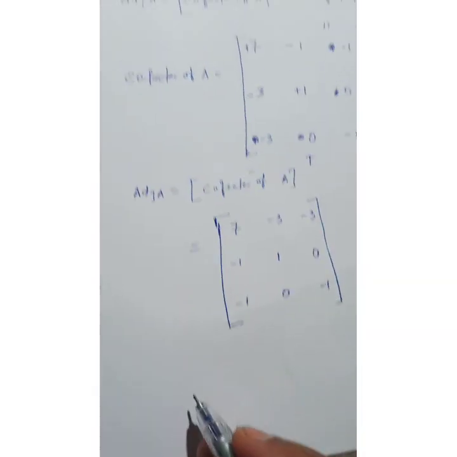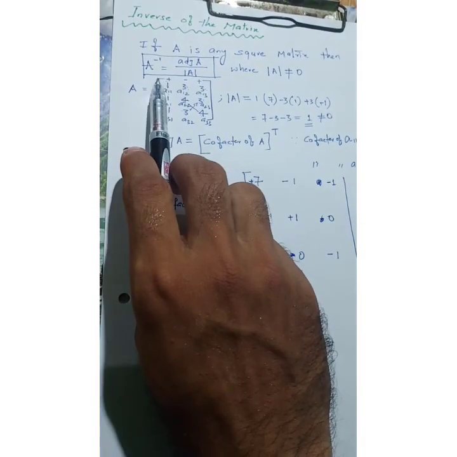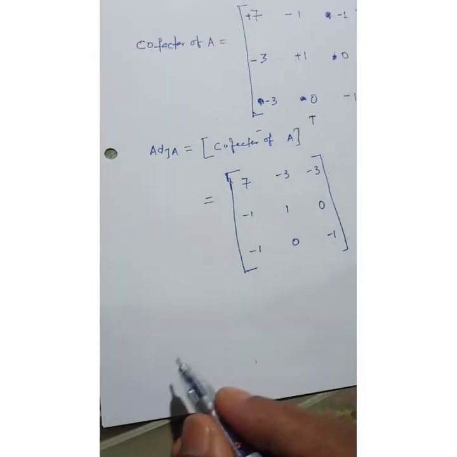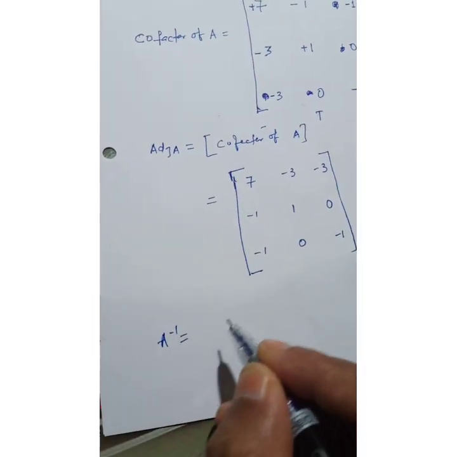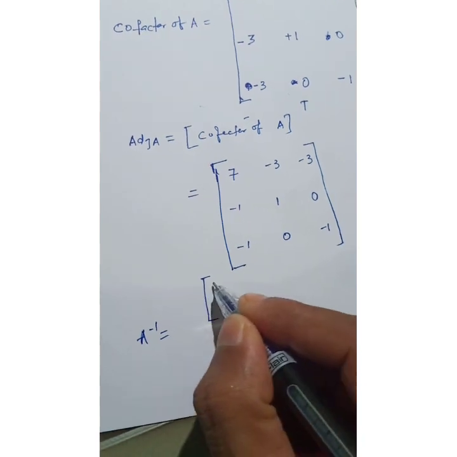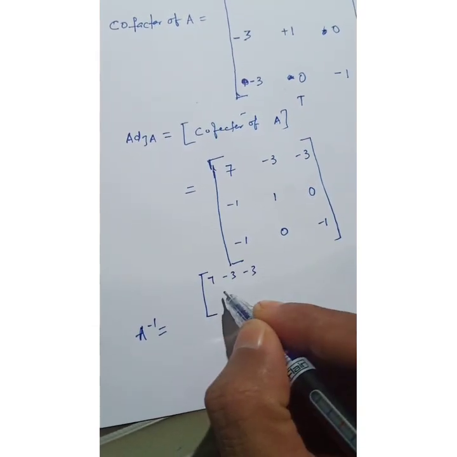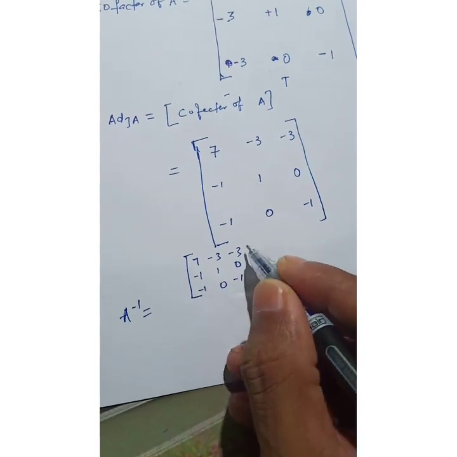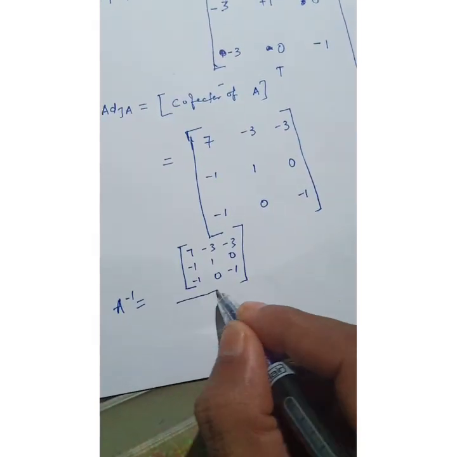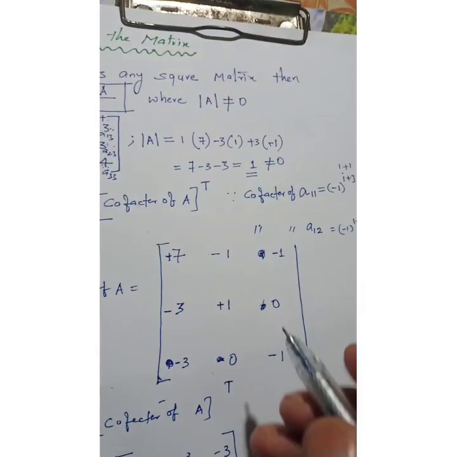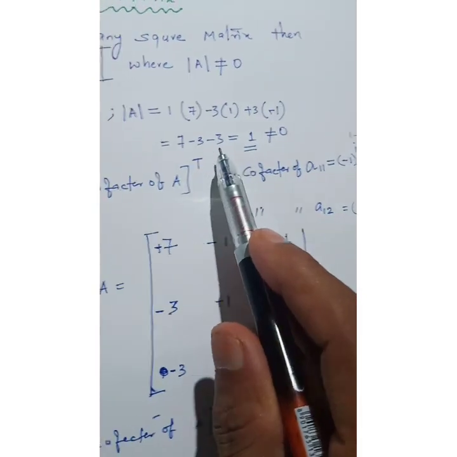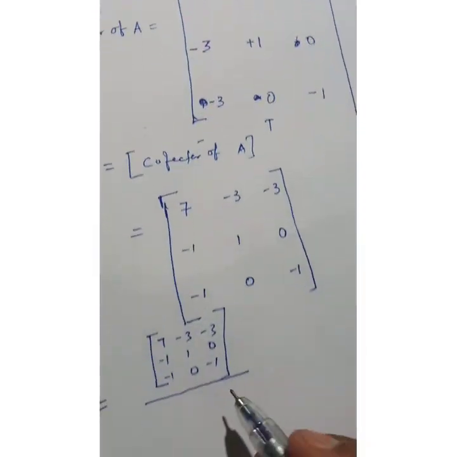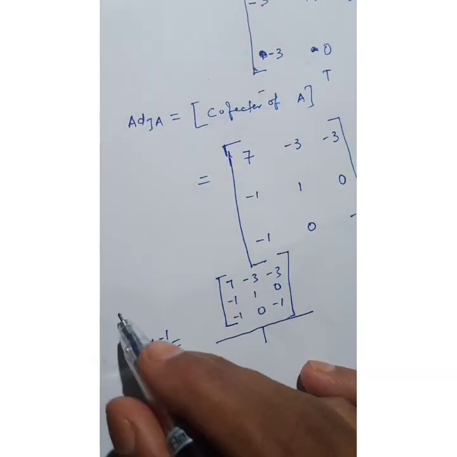Now we can write, see the formula. What is A inverse? A inverse equal to adjoint A upon det A. So we will write A inverse is equal to adjoint A, which is nothing but this one, 7 minus 3 minus 3 minus 1 1 0 minus 1 0 minus 1, upon det A. How much is det A? Your det A was here, you found det A nothing but 1. So that is nothing but your inverse of the matrix.